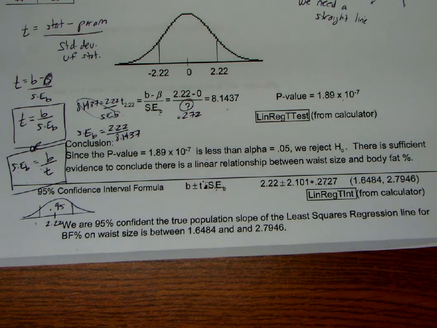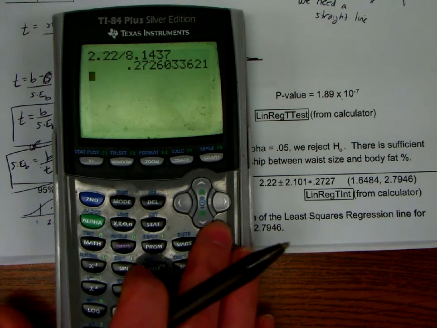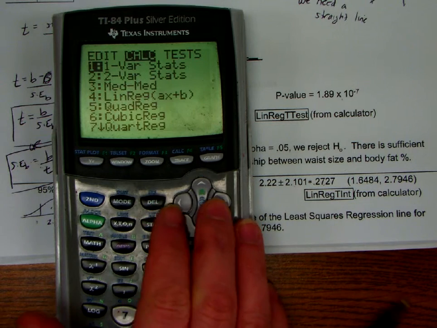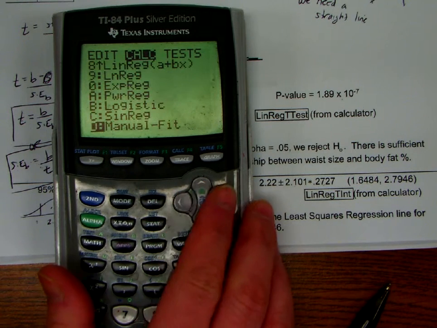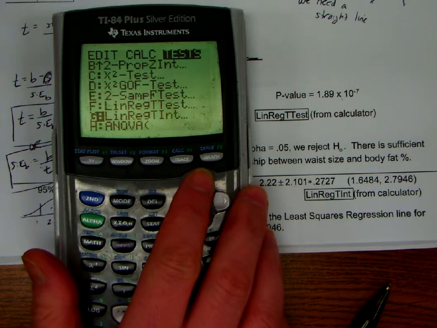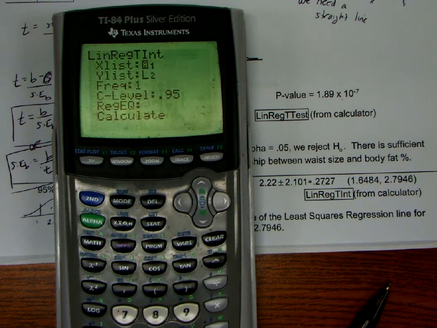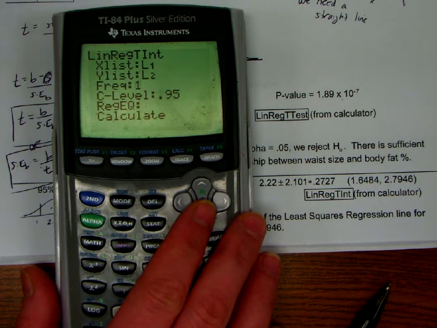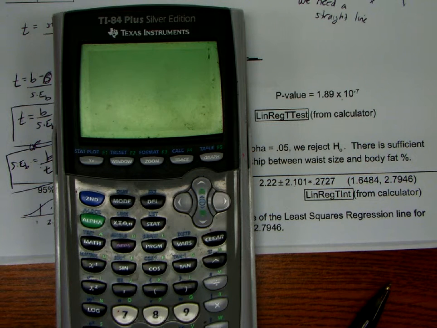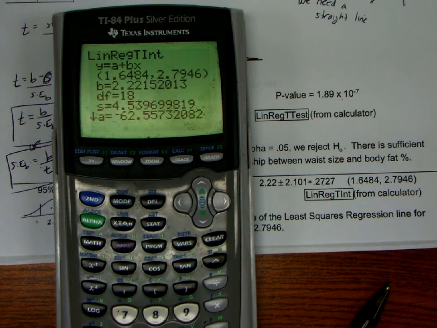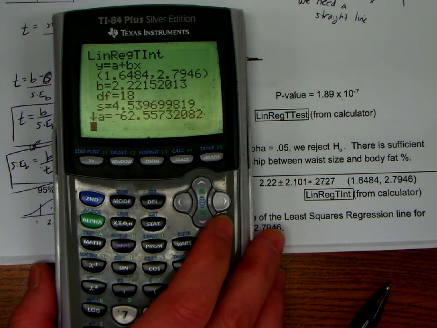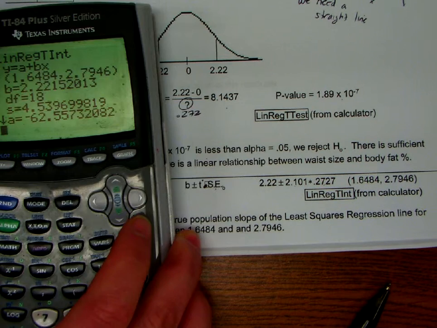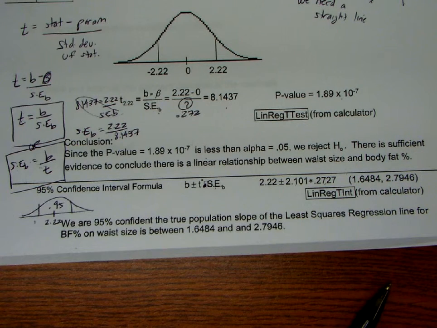And then I can just go to the calculator and do STAT, TESTS, LinRegTInt, and L1, L2, 95, hit calculate, and there's your confidence interval. Okay? So that's how you would turn your significance test into a confidence interval.